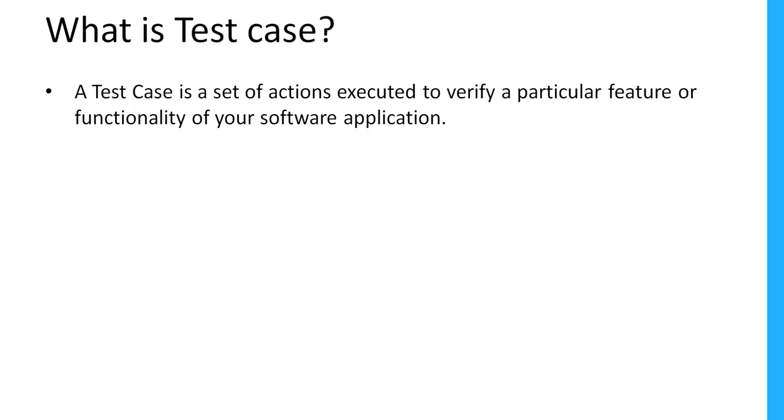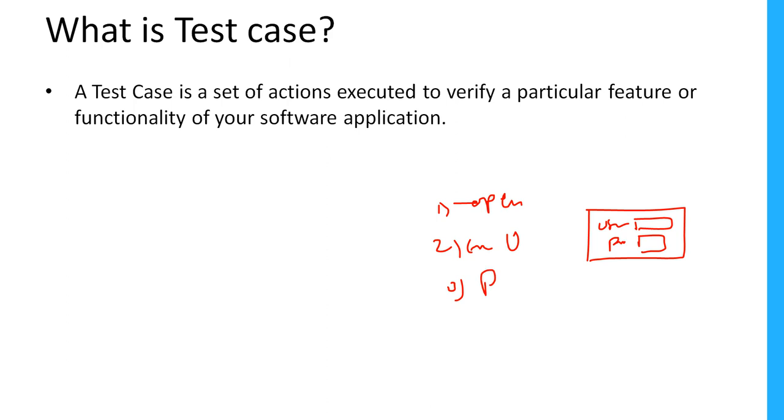A test case is a set of actions executed to verify a particular feature or functionality of your software application. For example, take a simple scenario, let's say a login. Suppose I have a username and a password. If you want to test this particular screen, we need to write it step by step. Like first, open your application, right? Enter your username, enter your password, and then click on the submit button. So these are all steps, and overall we call this a test case.